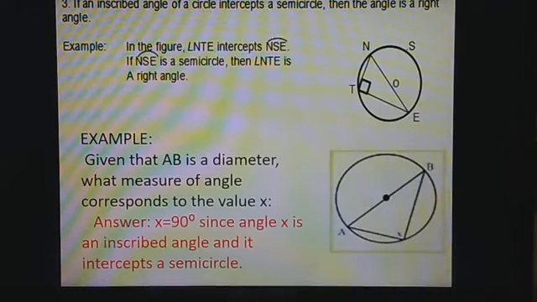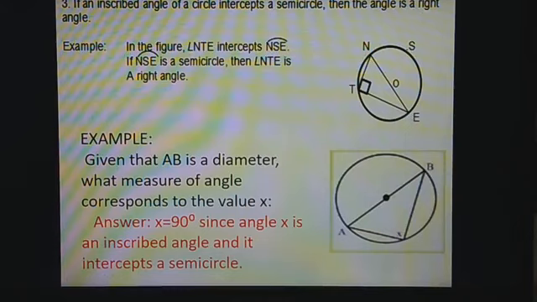Next, if an inscribed angle of a circle intercepts a semicircle, then the angle is right. So this one, we have angle NTE, which is an inscribed angle. And based on the endpoints of the two sides of this inscribed angle, we have point N and then point E.